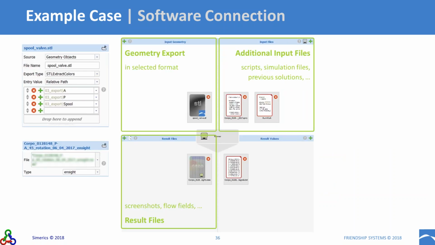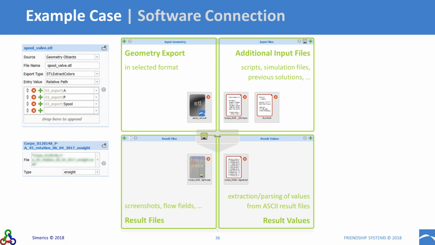Then if we go to the lower part of our software connector, we find the result files. Here we can specify whatever we want to load as a result into CAESES after the computation has finished. In the third quadrant, we can load screenshots, flow fields, other type of data. As in this example, the NSide file that is generated by Simerics-MP that we could use to do some post-processing within CAESES.